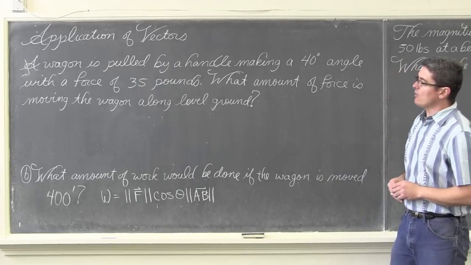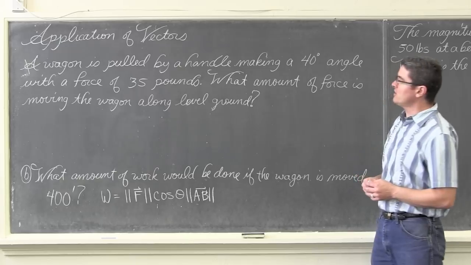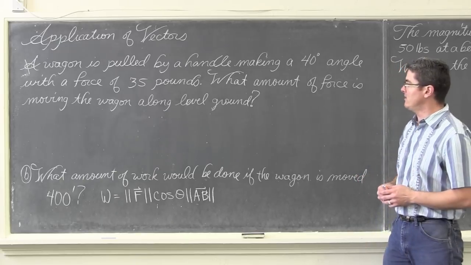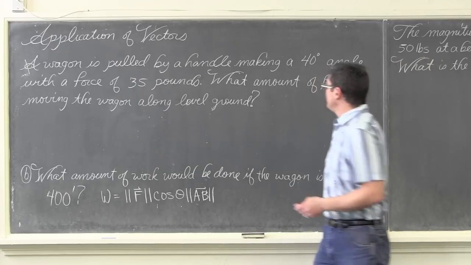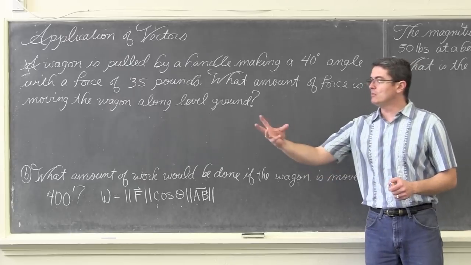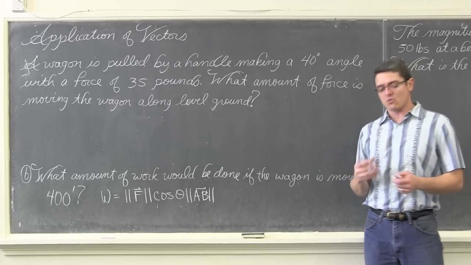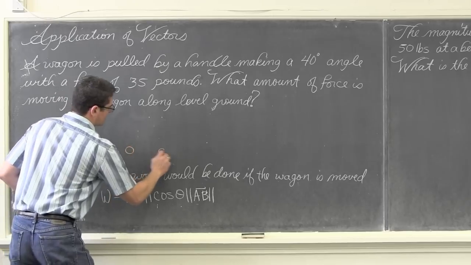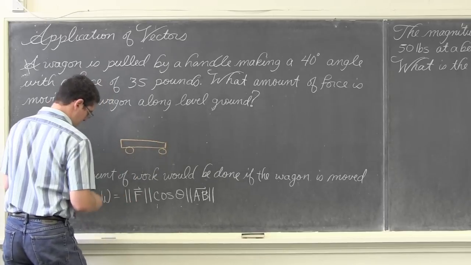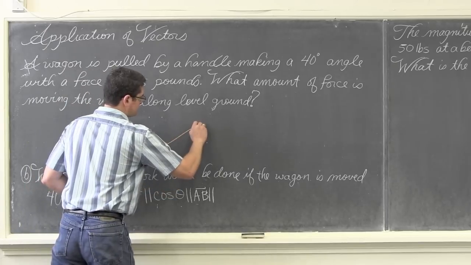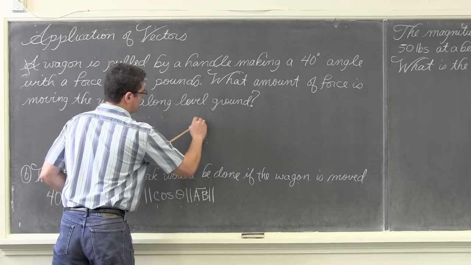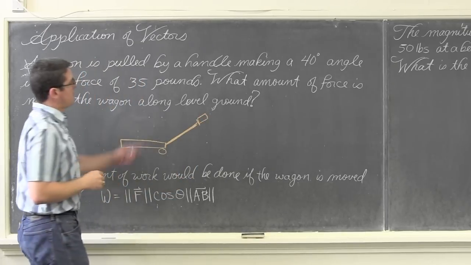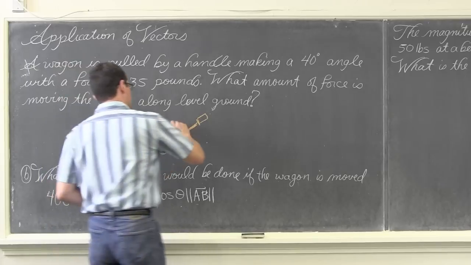So we have an example here. A wagon is pulled by a handle making a 40-degree angle with a force of 35 pounds. What amount of force is actually moving the wagon along the level ground? So let's give ourselves a little quick picture. Not very pretty here, but a couple of wheels, wagon, and a handle. Okay, and up that handle is being applied a force of 35 pounds.